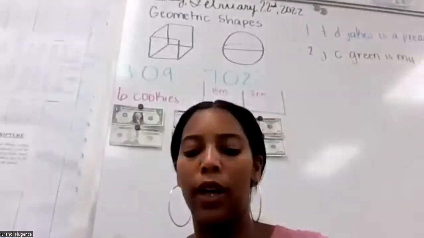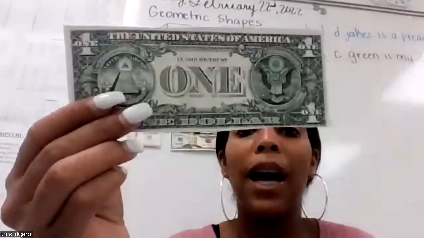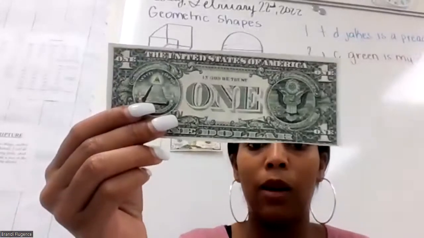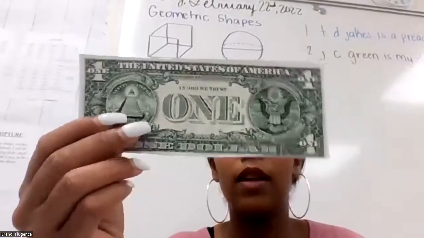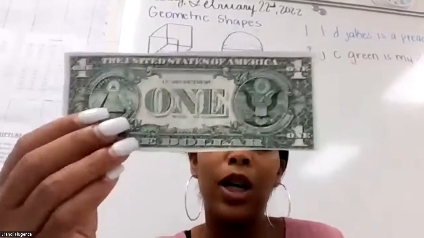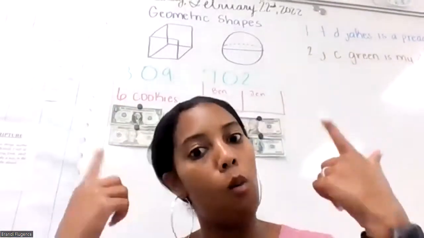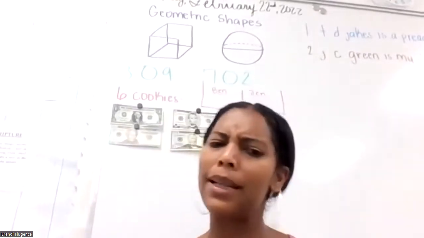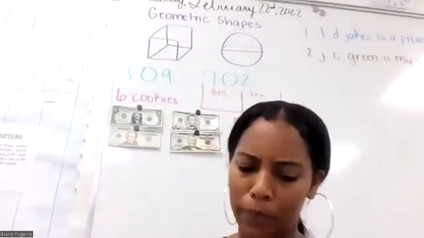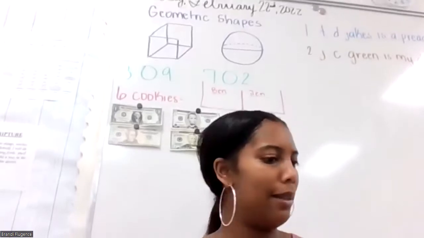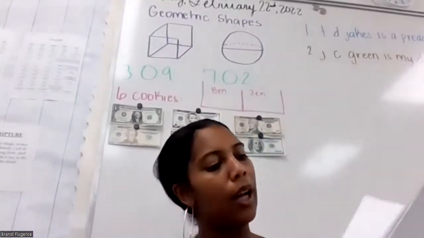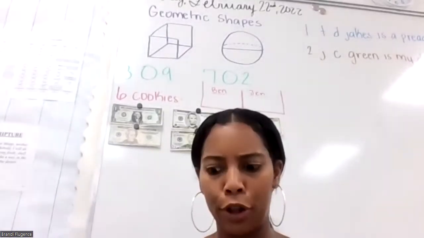This is usually the front of the bill. This is usually what the back of the bill will look like. Again, it'll have 1, 1, 1 on there. United States of America, $1. So whenever you have $1, you count by ones. Now, it wouldn't make sense for you to count by tens with a $1 bill. I know, that would be super strange.